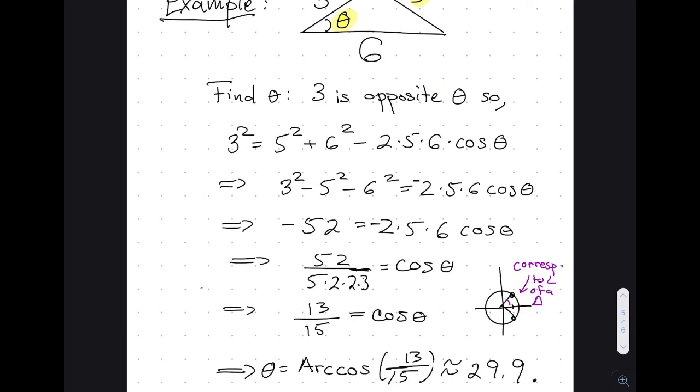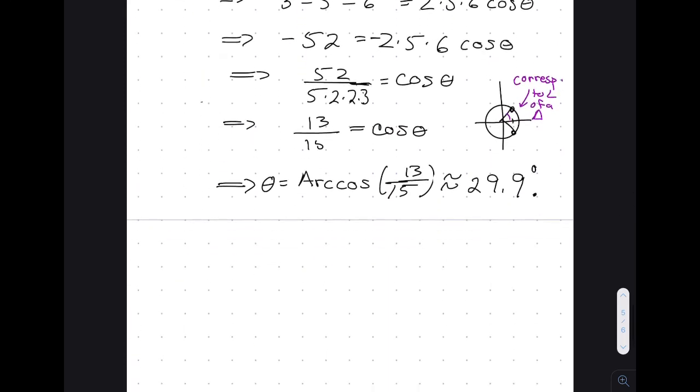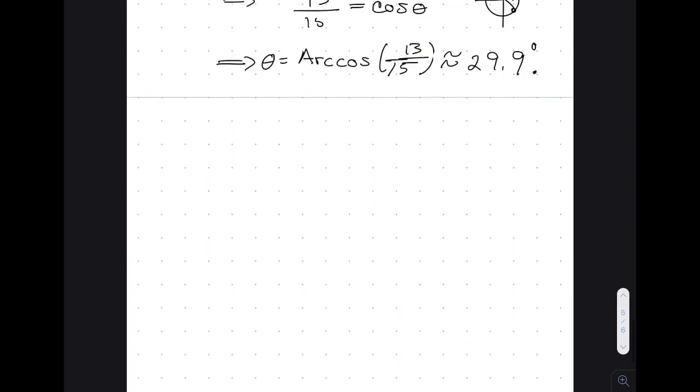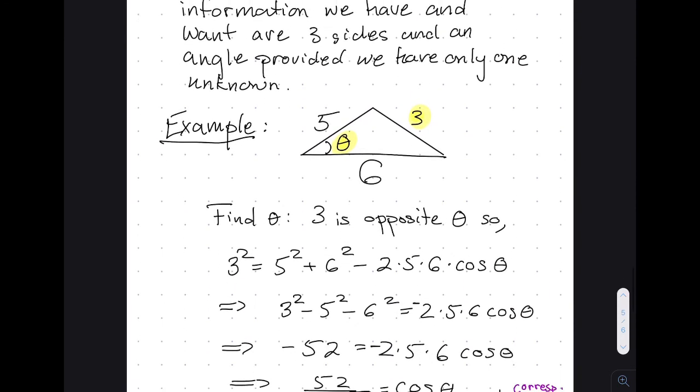The picture for that in terms of solving this equation is this, and only the one in the first quadrant corresponds to an angle of a triangle. So we only have the one solution that's relevant for us. That's 29.9, and we have that in degrees. Okay, you'll work on other examples in the homework.